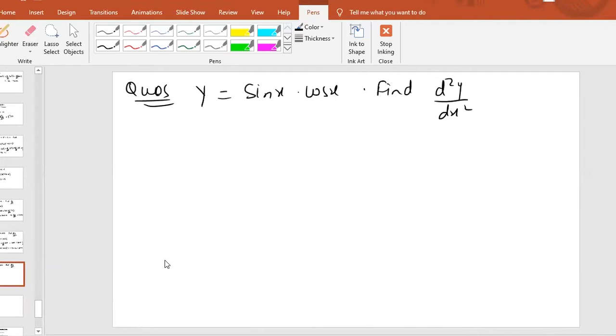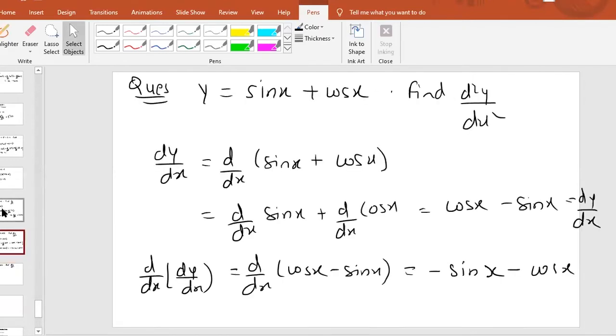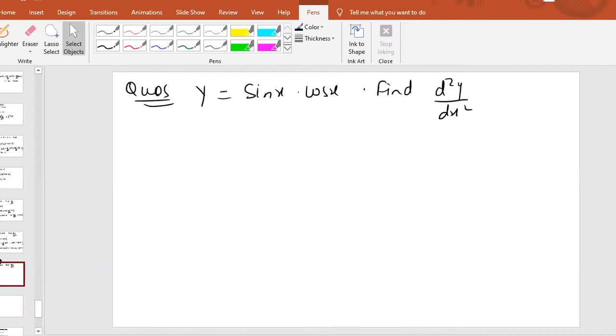Okay, I'll go a little slow. If you have not copied, you can copy now. Previous slide. Or I'll show the slide, when 10 minutes are left, I'll show the slide. So what could be the answer for this? y equal to sin x into cos x.